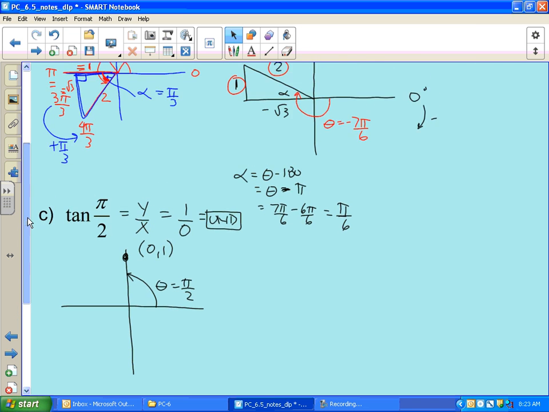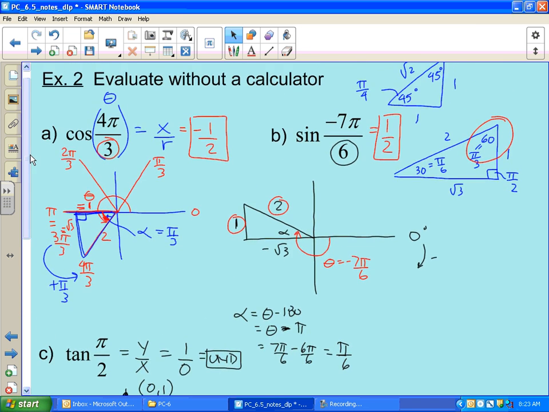All right, so some work without calculators. Definitely we'll be having to do that.